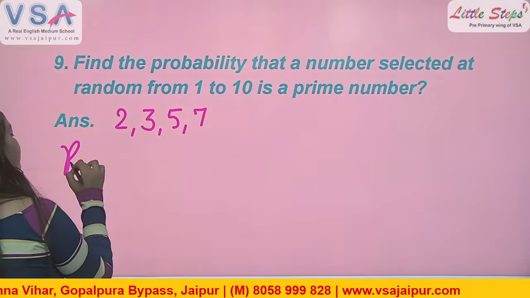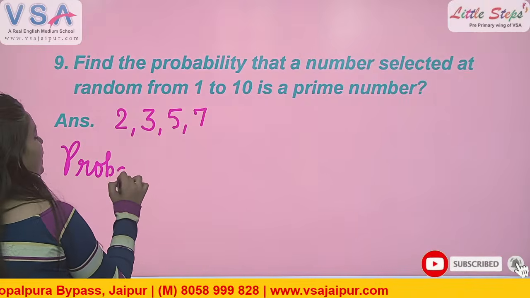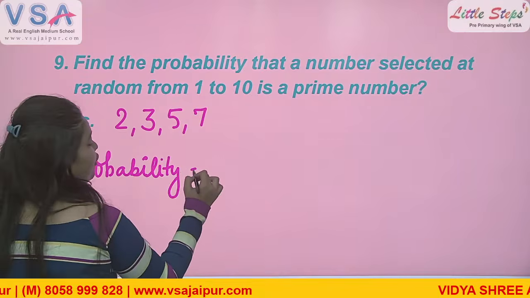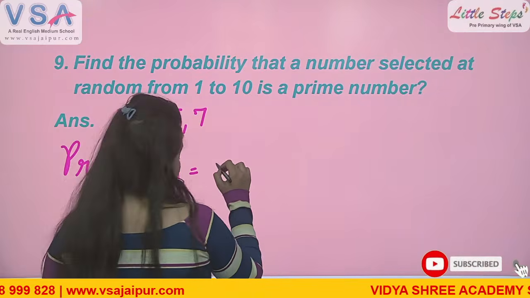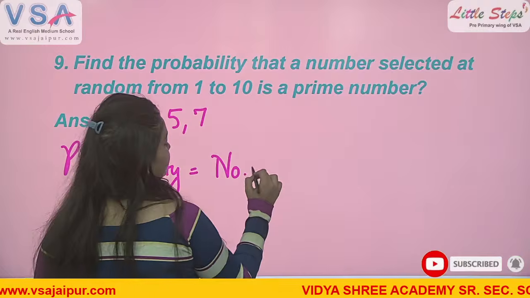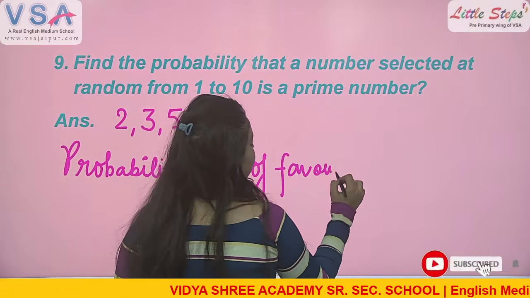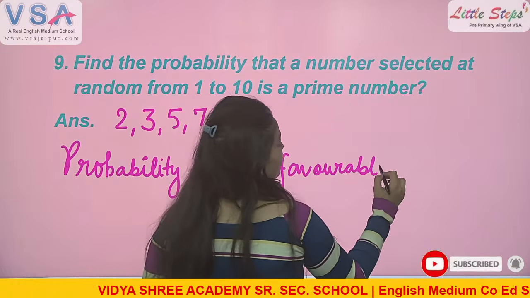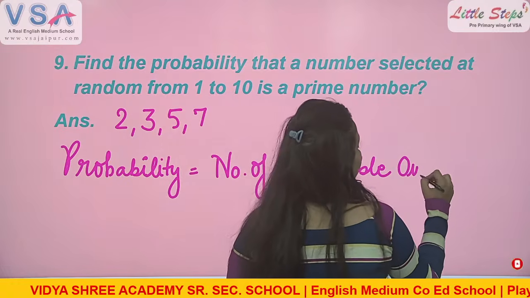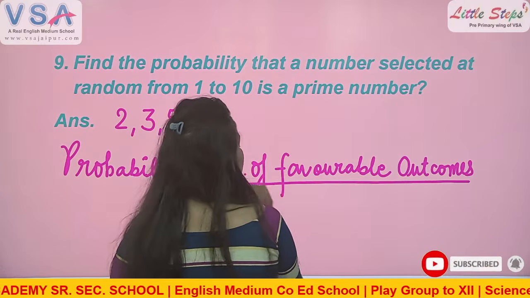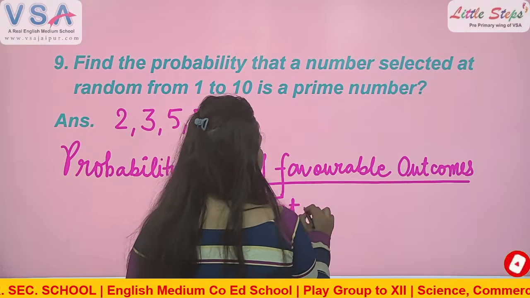Tell me the formula of probability. Formula is a must. You can't write the answer directly. You have to apply the formula. Probability का formula: number of favorable outcomes upon total outcomes.